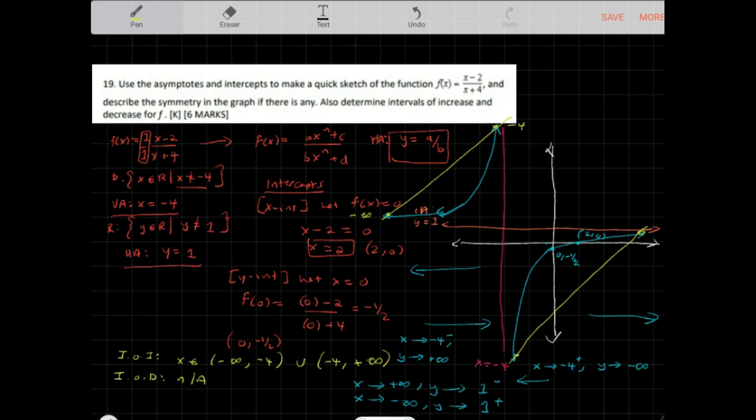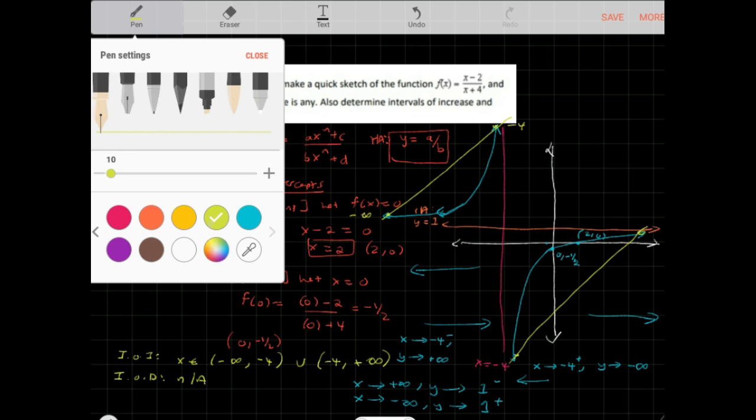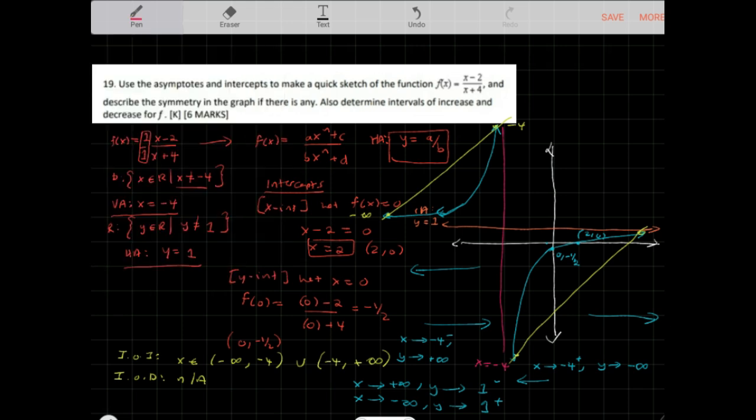Okay, if we want to describe symmetry, we can also do the test. I want to test to see if this is actually an odd function. We know this wouldn't be an even function because there is no line of symmetry along the y-axis. So what I'm going to do here is I'm going to do f of negative x. If this is equal to negative f of x, this implies that we have an odd function.